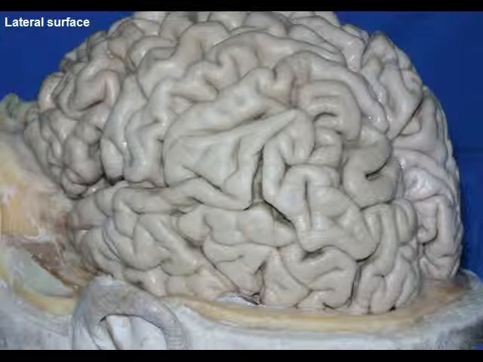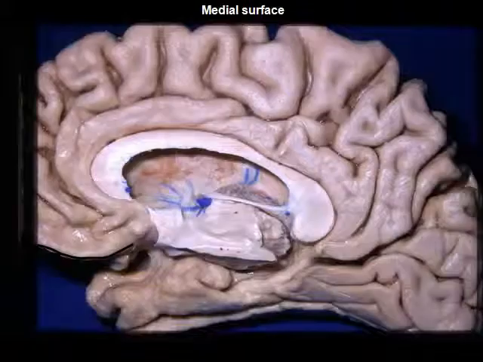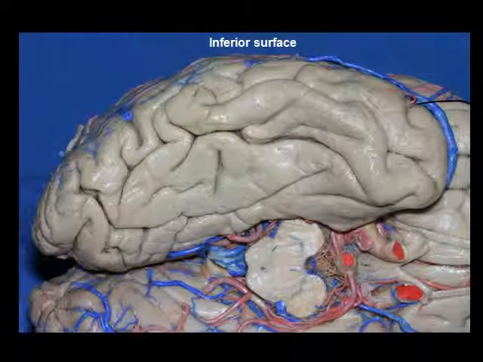Surfaces of the cerebral hemispheres. Each hemisphere presents three surfaces: lateral, medial, and inferior. The lateral surface is convex in adaptation to the concavity of the corresponding half of the vault of the cranium. The medial surface is flat and vertical, and is separated from that of the opposite hemisphere by the great longitudinal fissure and the falx cerebri.